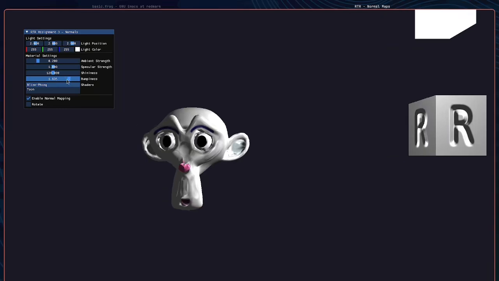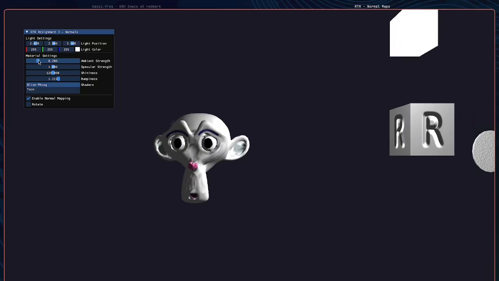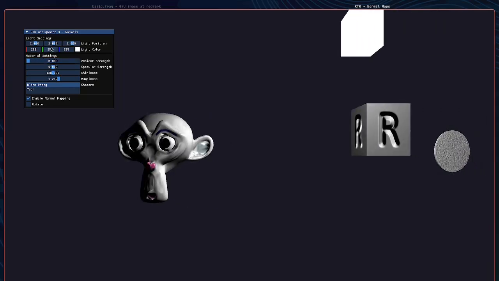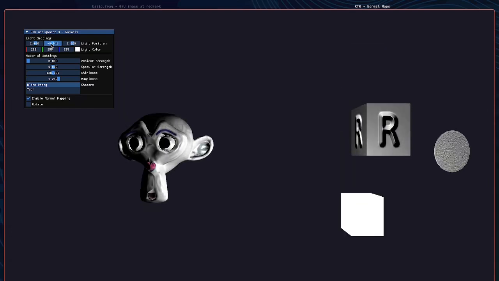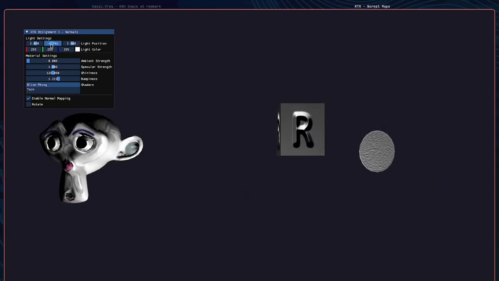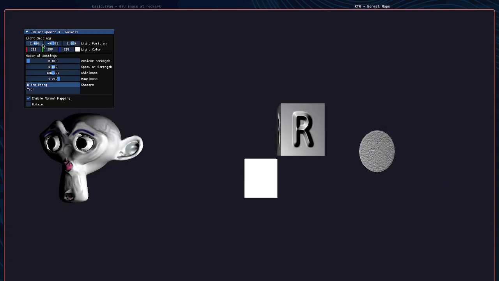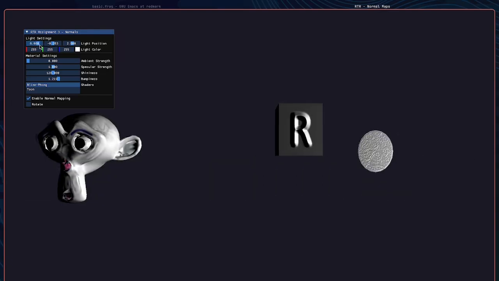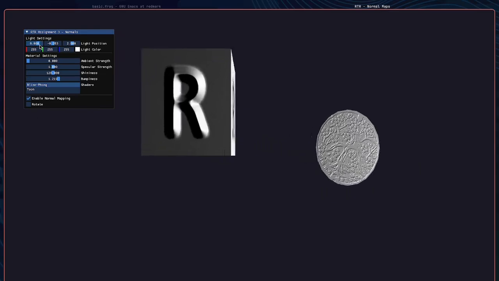The power of normal mapping comes from how these per pixel normals interact with lighting. Watch what happens when I move the light source. The surface details respond dynamically. Bumps appear to catch light and cast shadows, even though the geometry is perfectly flat. The normal vectors determine how much light each pixel receives.